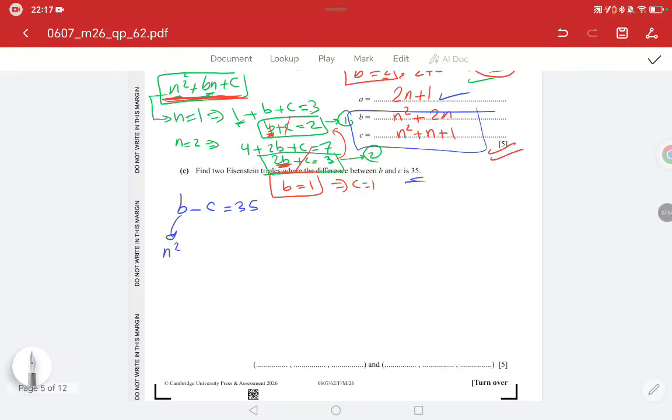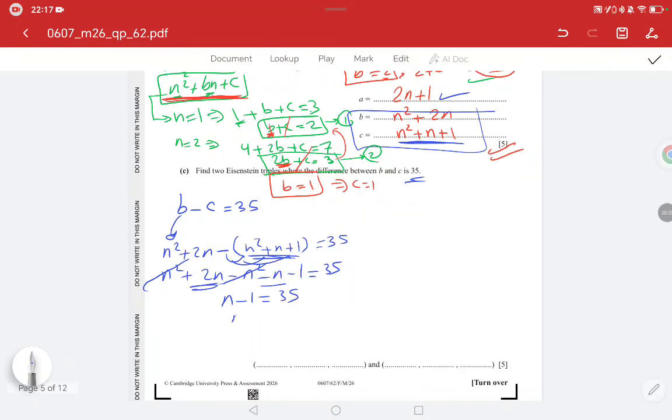So B is n squared plus 2n, minus C. C is this one. Look, I make it in brackets. Take care about signs, please. Minus C, minus the whole equation. So n squared plus 2n minus n squared minus n minus 1 equals 35, because this minus 1 is multiplied by the whole bracket. Now look, n squared minus n squared is 0. 2n minus n is just 1n, minus 1 equals 35. So n equals 35 plus 1, which is 36.